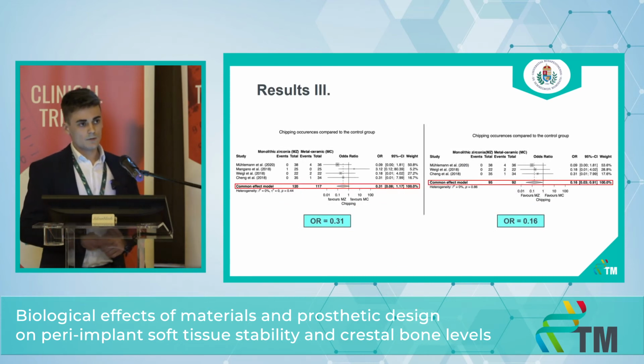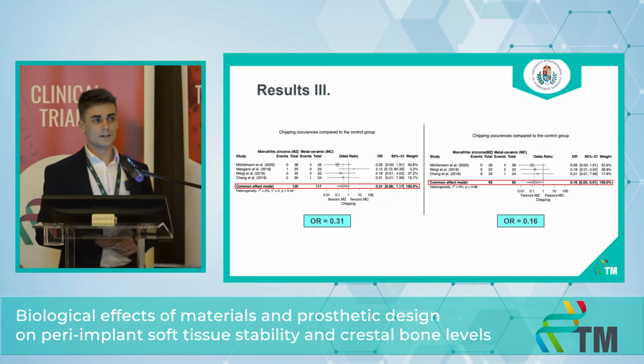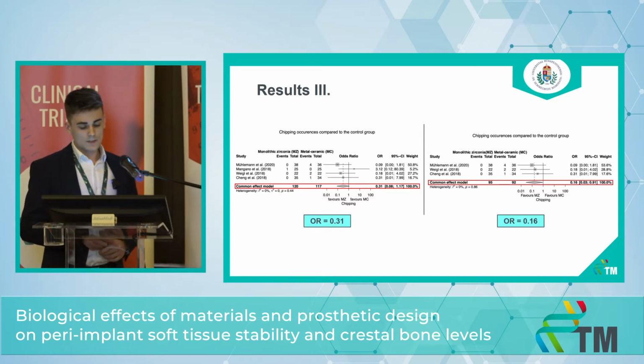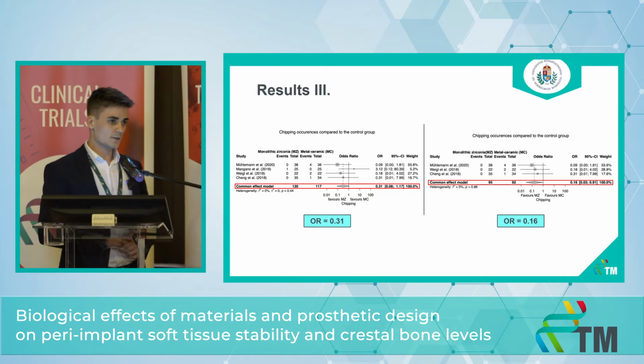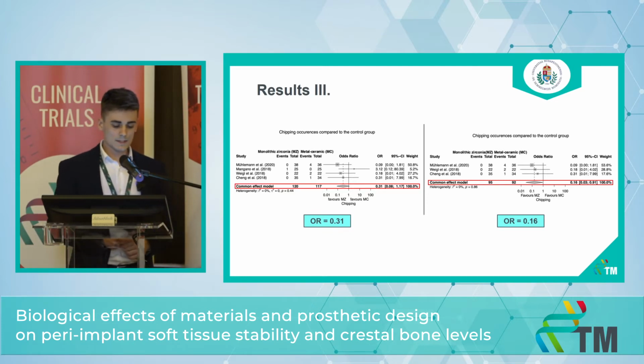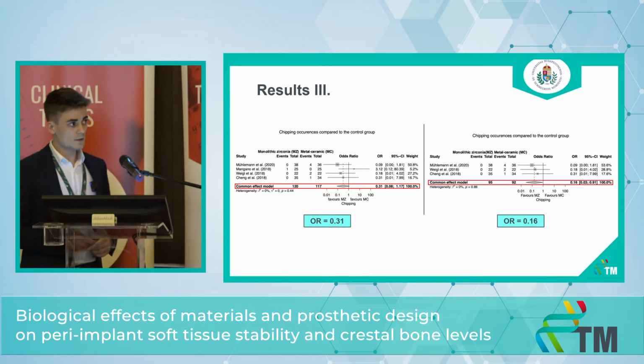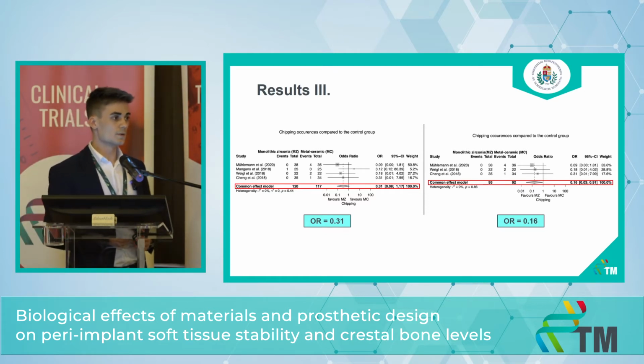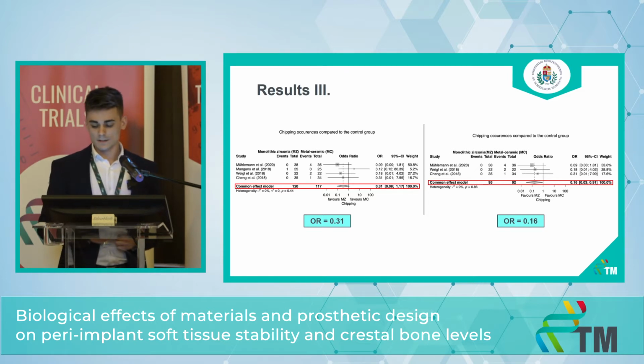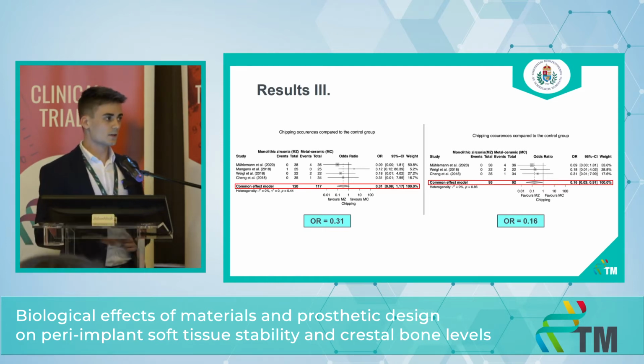Our third result is about chipping. This is important regarding the aesthetics of the restoration. We did 2 analyses. In the first analysis, we included all 4 articles, and we can see no statistical significance. But we can see in the Mangano article there was 1 chipping in the monolithic zirconia group. This was because the patient was a bruxist. So we excluded this article and did another analysis, and in this second analysis, we can see statistical significance between the two groups. In the monolithic zirconia group, there was approximately 90% less chipping.